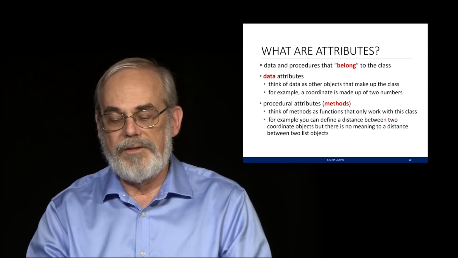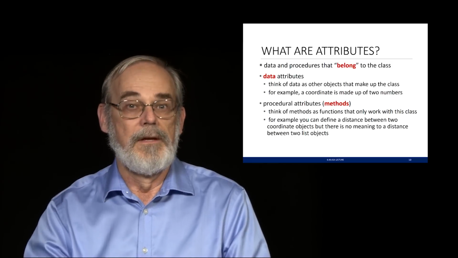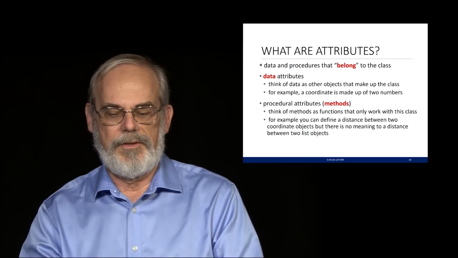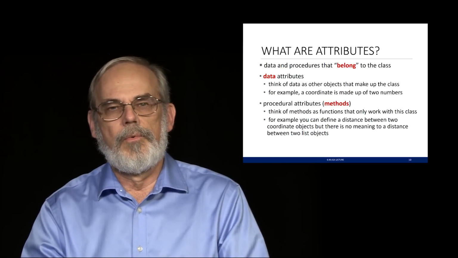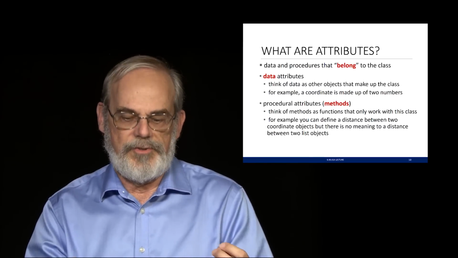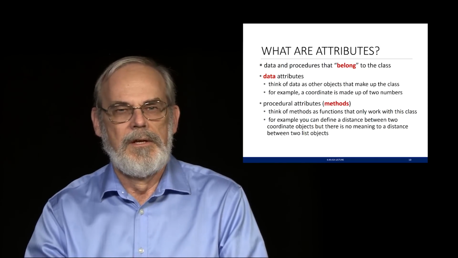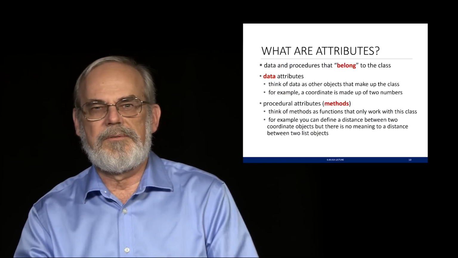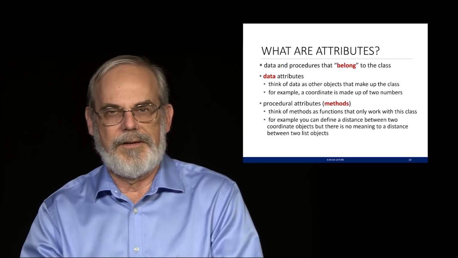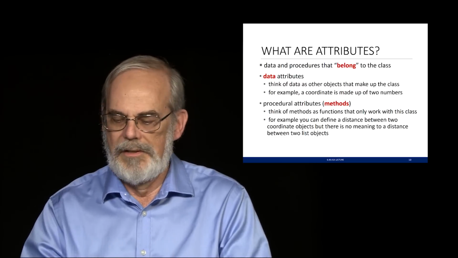So as an example, while a coordinate is made up of two numbers, a coordinate itself is something that I can use. Those are the data attributes. We also need ways to use the data. And those are what we call the procedural attributes or the methods. Think of methods as functions that work only for this class. So for example, if I want to compute the distance between two coordinates, I could do that, and I can do that in a second, define a distance method associated with coordinates. But it doesn't typically make sense to think about doing distances between strings or distances between lists. I'm going to create a method that belongs only to this class. And it's going to be seated inside of that class as one of the procedural attributes associated with the class.